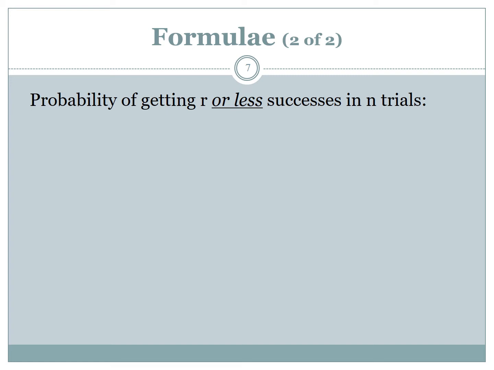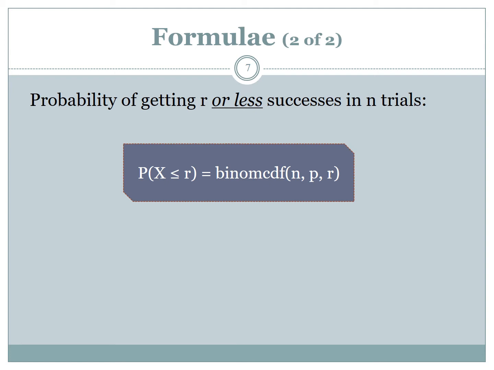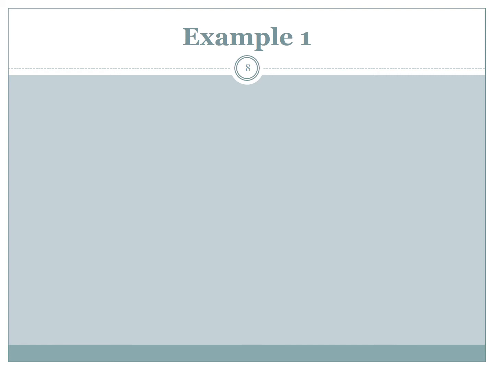The other function on the calculator gives us the probability of getting r or fewer successes in n trials. And here it is, the probability that x is less than or equal to r, so I want you to make note of that, is binomCDF n, comma p, comma r. So again, these have to be placed in the calculator in the correct order.